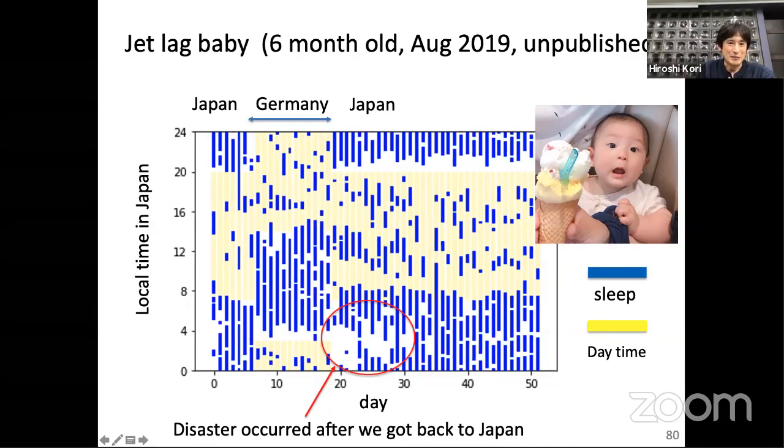And this is Japan, and this blue bar shows the sleep time of this guy, this baby. Here is Japan, and in Germany, he was a good boy, so he slept during the night. But after we got back to Japan, we had kind of a disaster here. He couldn't sleep for long, 8 hours or 6 hours during midnight. So we suspect desynchrony actually occurs in this guy.